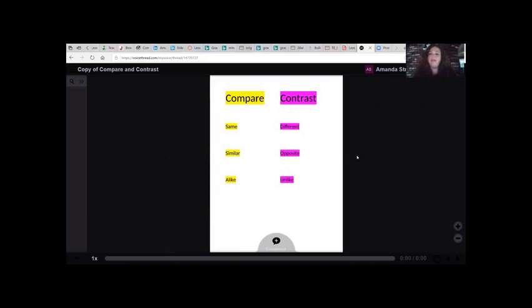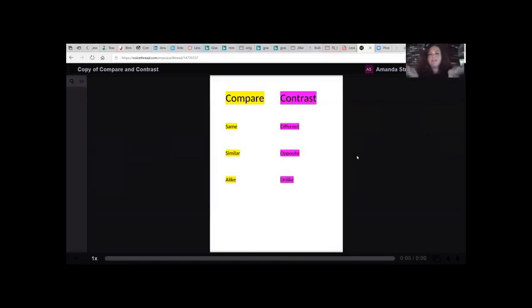Okay, so on one hand, we have Grace. The adjective that we chose to describe her is girl. On the other hand, we have Thomas. The adjective that we chose to describe him is a boy. So where would this fit? Would this fit in the compare column or the contrast column? So let's take a look.